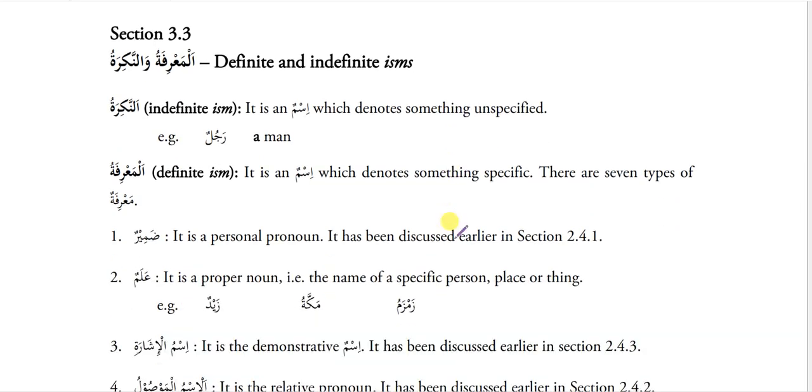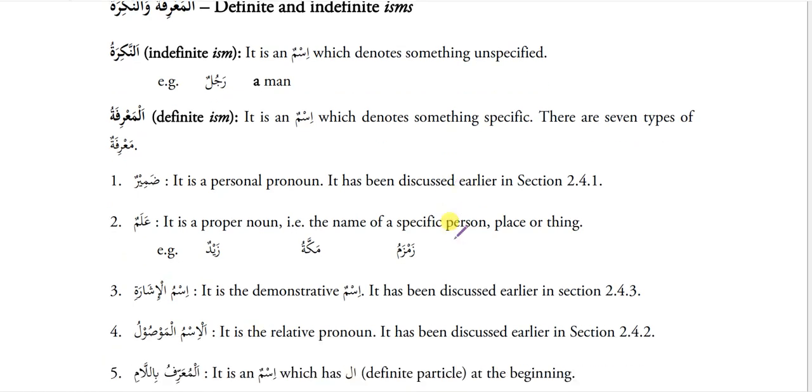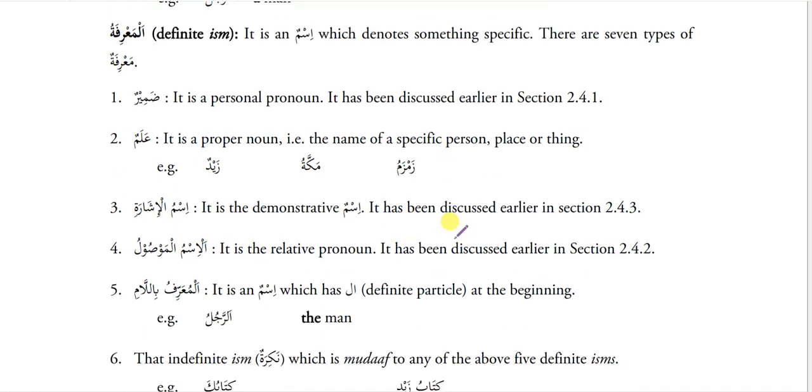Now we have al-marifatu wa nakiratu, the definite and the indefinite ism. I have already explained this, so I'm just going to read it. Nakira, the indefinite ism, is an ism which denotes something unspecified. Example, rajulun, a man. Marifa, the definite ism, is an ism which denotes something specific. There are 7 types of marifa.